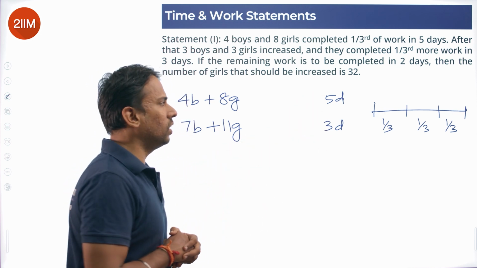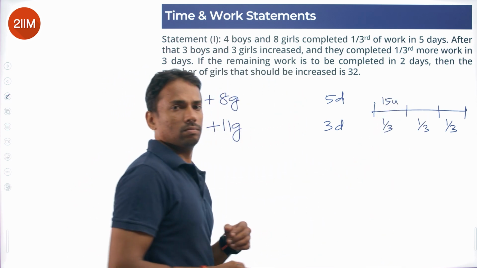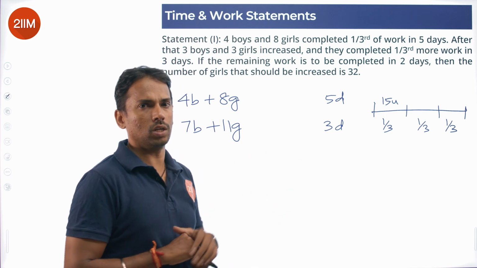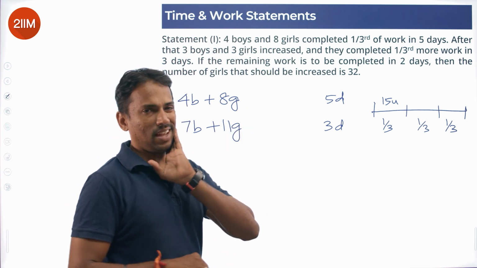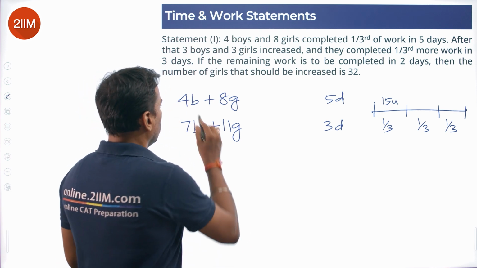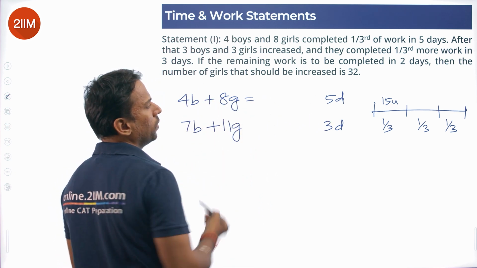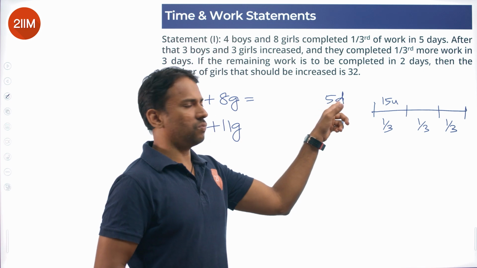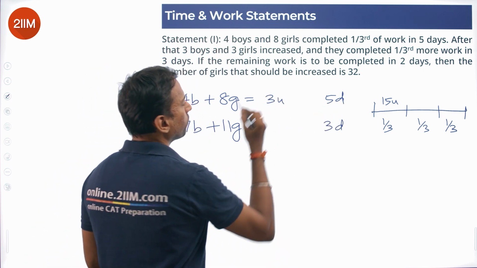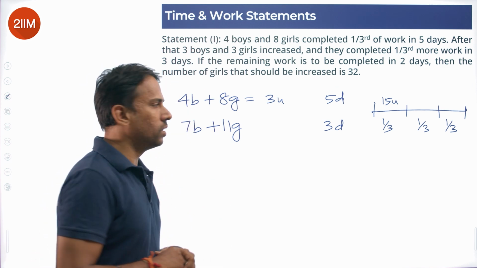That means we'll take the work to be equal to 15 units. That means that 1/3 portion of the work is 15 units, not the full work. Let's handle it like this. That means this portion, 4 girls and 8 boys, they have completed these 15 units in 5 days. That means their combined efficiency is going to be 3 units per day. So they are doing 3 units in 1 day.